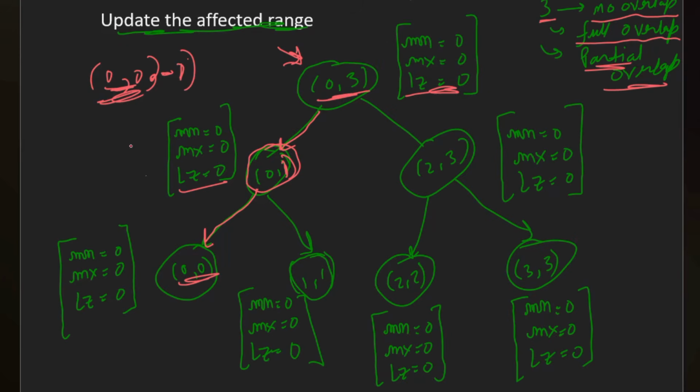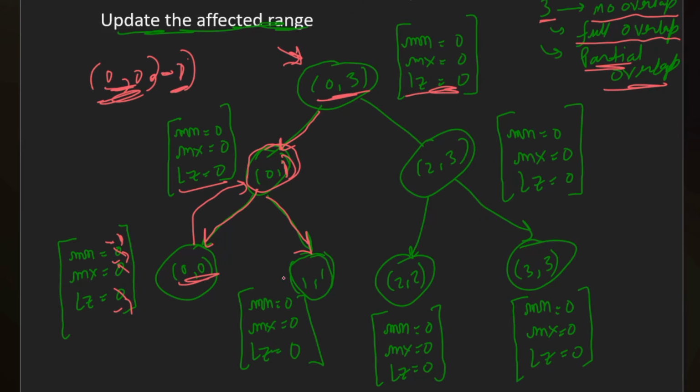See, this is full overlap. In case of full overlap, we'll directly call the function apply. Apply will add this value to the minimum, maximum, and lazy. So now our minimum, maximum, and lazy values become -1 and -1, right? So now this node has been updated, and after we get full overlap we'll return back. So we'll go back to this node, right? Now this node will call its right child.